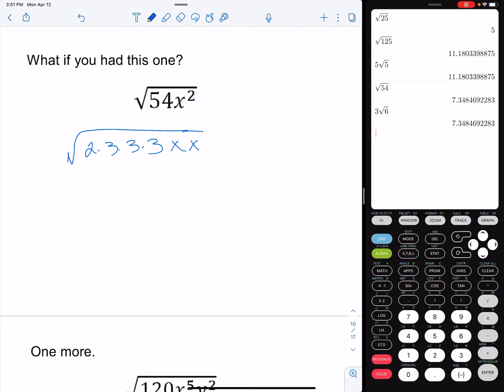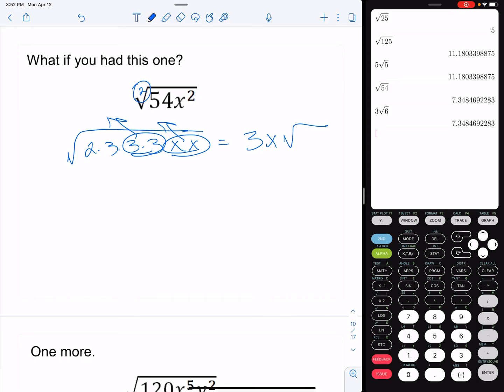Okay, so again, we're looking for, since there's nothing there, there's a 2. We're looking for 2 of a kinds. Do I have any 2 of a kinds? I've got a pair of 3s, but this time I also have a pair of what? I have a pair of x's. So that means on the outside, I'm going to have a 3, and I'm going to have an x. We put that together through multiplication, which gives us 3x.